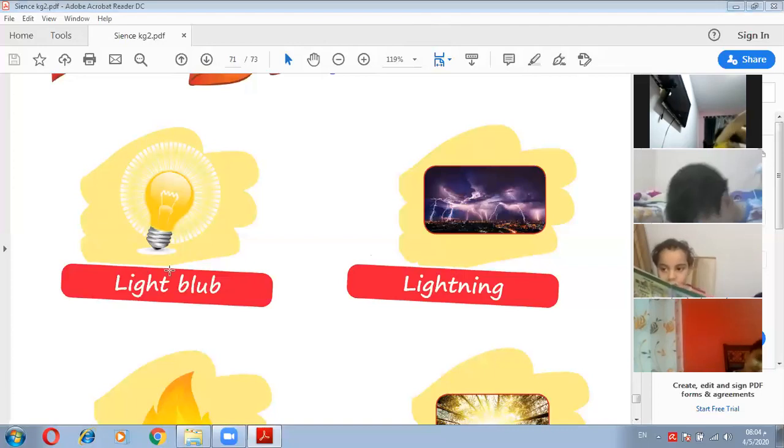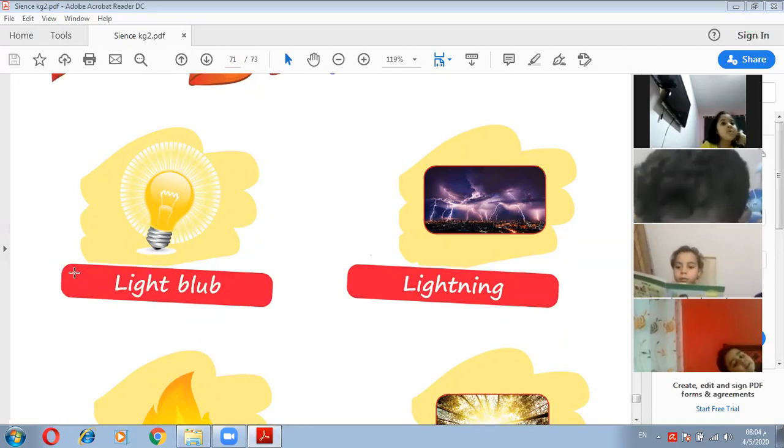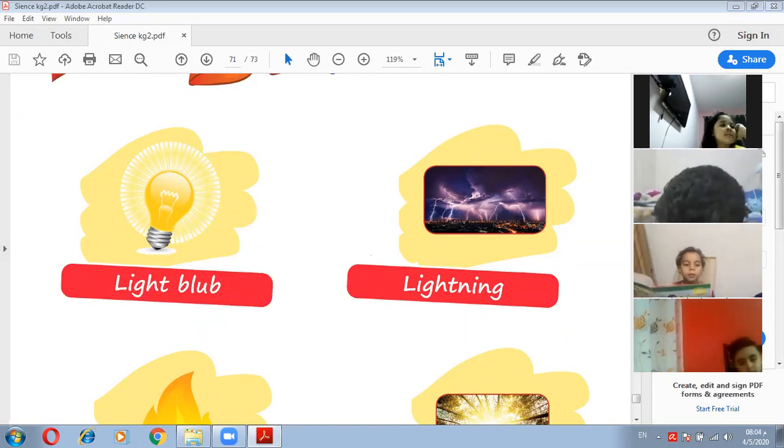When the night comes, your mommy turns on this light lamp and it gives us the light. Yes, like this one. So it sends that light for us, and it helps us to see everything around us. This is a light lamp.